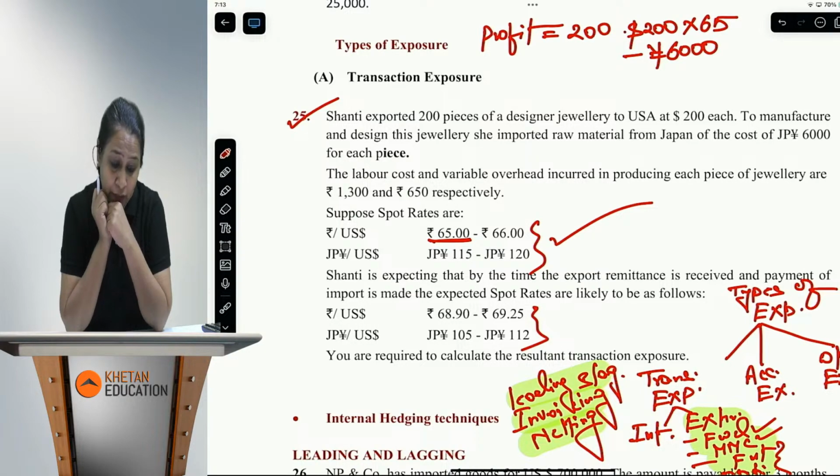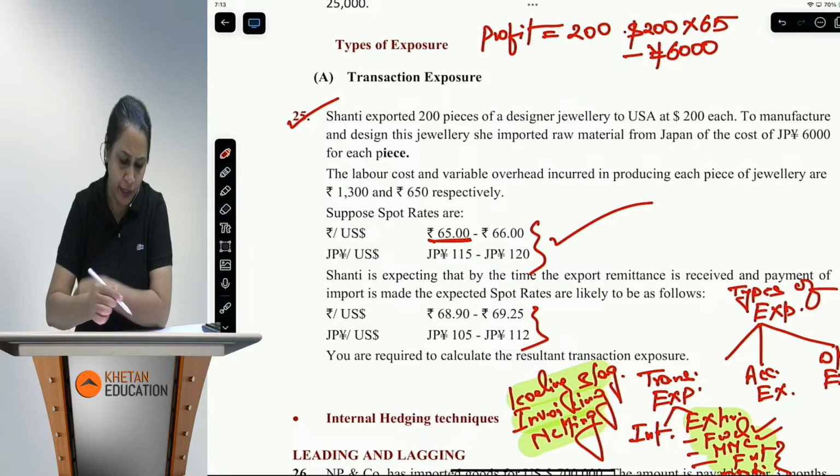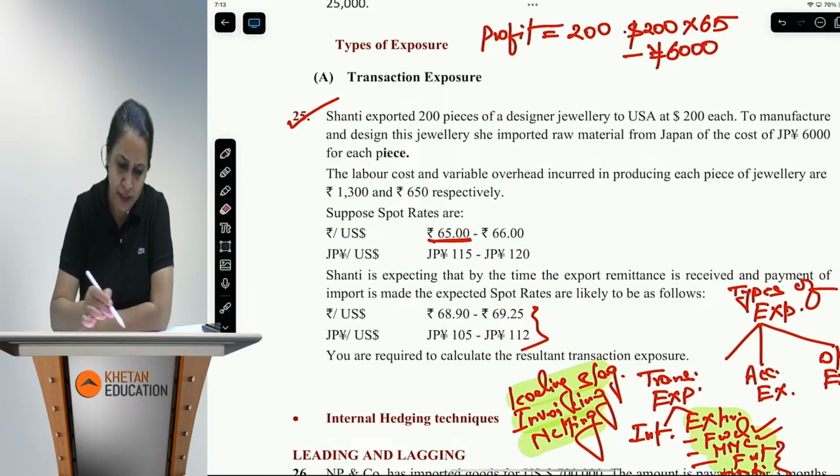we'll have to calculate the cross currency, because Shanti has to be an Indian only. Shanti cannot be a US citizen or a Japanese actually. And we want rupee per yen rate basically, correct? We need to do that calculation, cross currency.